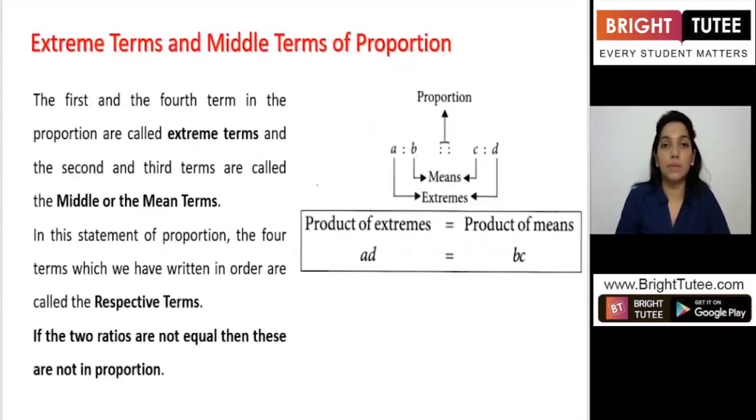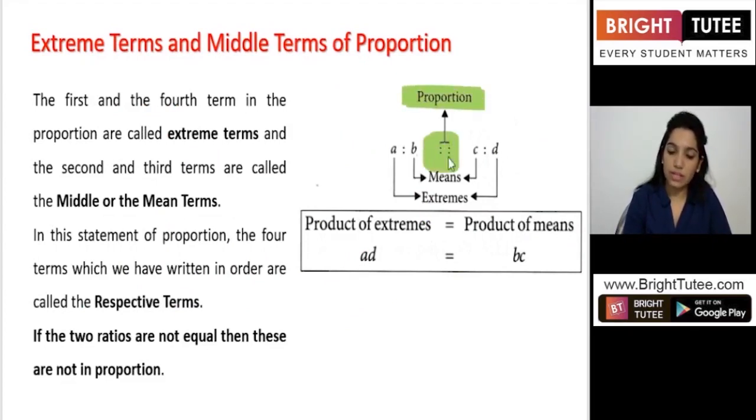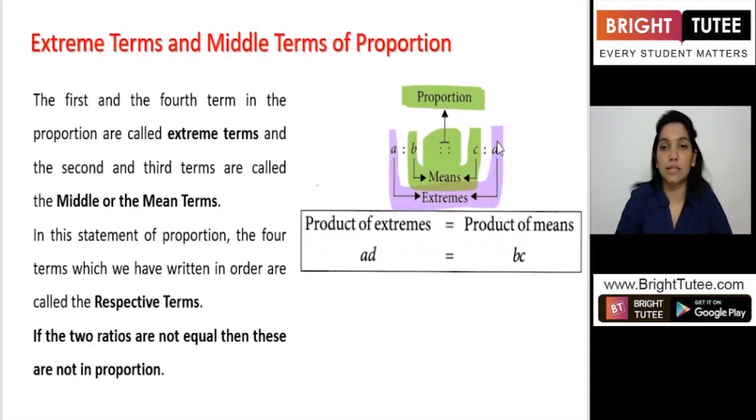You can see it here as well, extreme terms and middle terms of proportion. So here clearly what you see in the images is a proportion which is represented by these four dots. We have got mean terms here, that is B and C, and we have got extreme terms here, that is A and D. Now read this here with me. It says the first and the fourth term in the proportion are called extreme terms, and the second and the third term, they are called the middle or the mean terms.